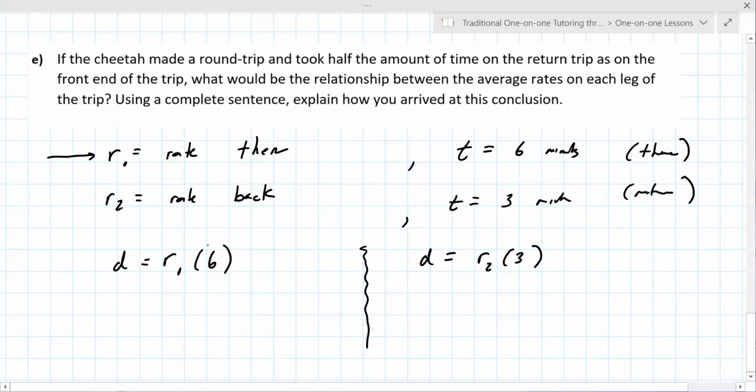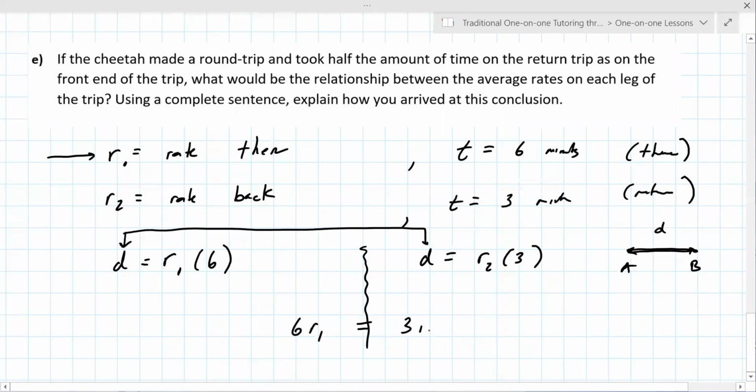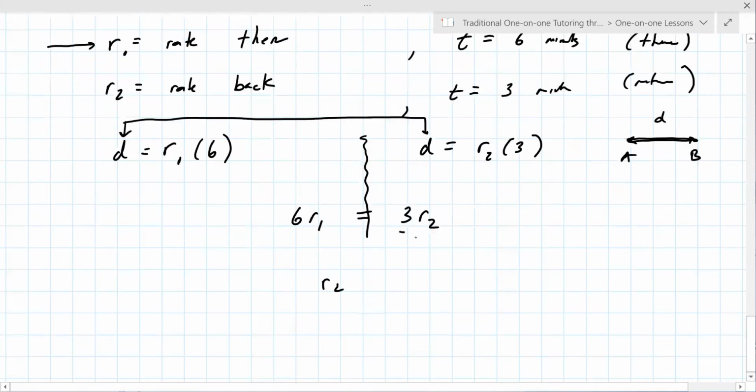Now, this is key. Since you went there and back, from A to B, what do you know about the distance there compared to the distance back? It would be the same. It's the same, and since it's the same, you can set these equal to each other. You can say 6R1 equals 3R2. Now let's solve for R2. You're going to divide both sides by 3. R2 is 6 divided by 3, which is 2 times R1.